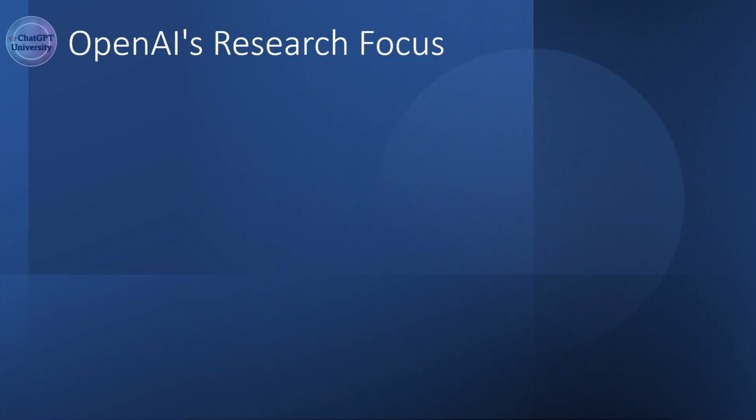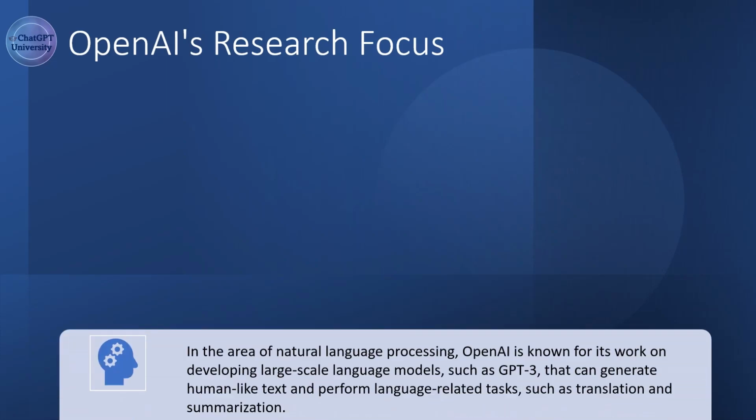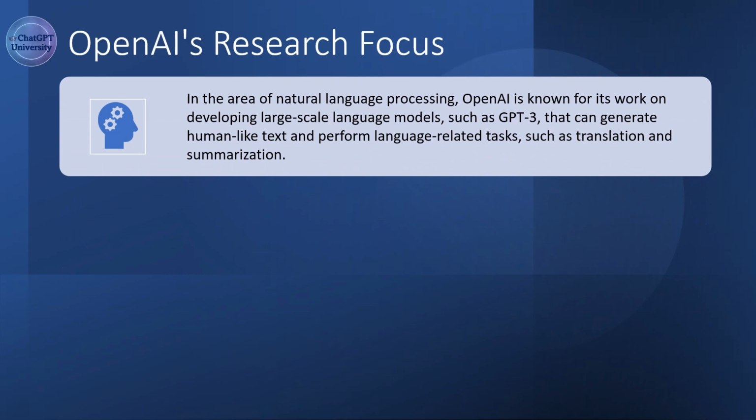What is OpenAI's research focus? We broke it down into 3 different sections. Number 1, in the area of natural language processing, NLP, OpenAI is known for its breakthrough work on developing large-scale language models, such as GPT-3, GPT-4, that can generate human-like text and perform language-related tasks, such as translation and summarization.